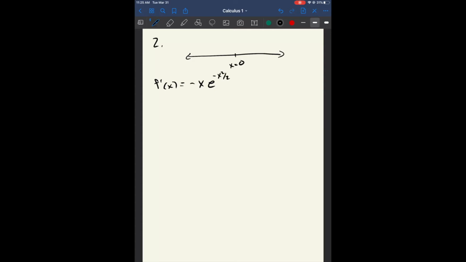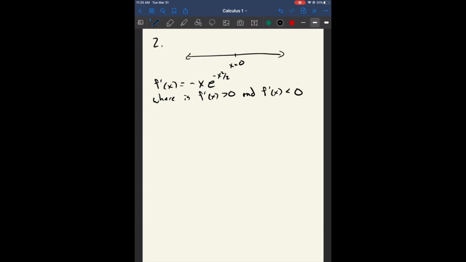Okay. So if I want to find out where f is increasing, I need to figure out where is f prime greater than 0? And if I want to find out where f is decreasing, I want to find out where is f prime less than 0.